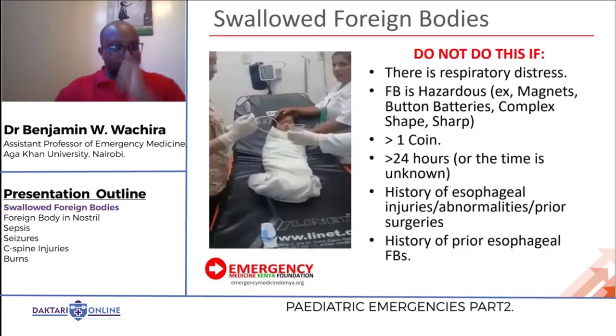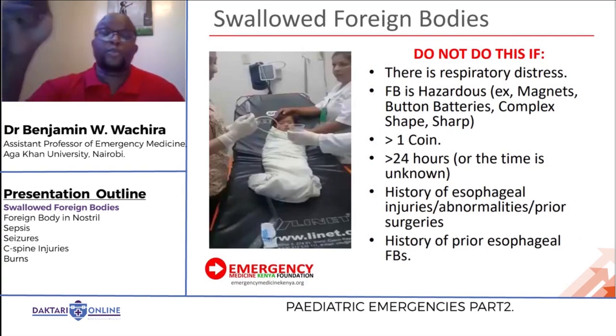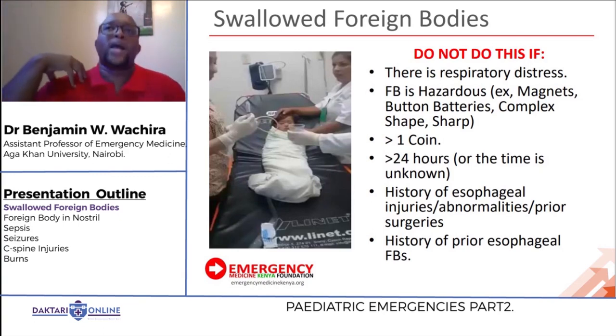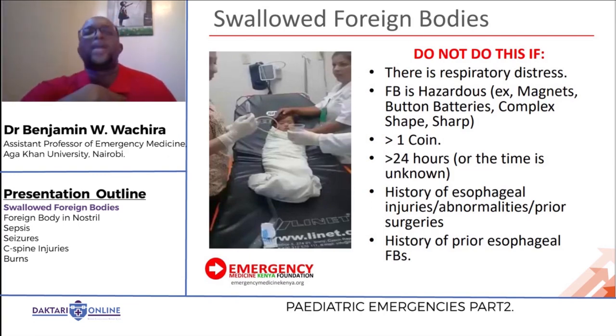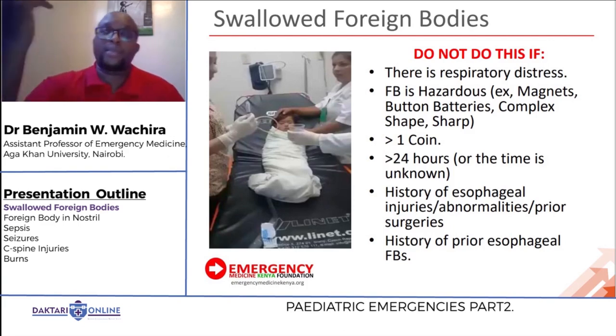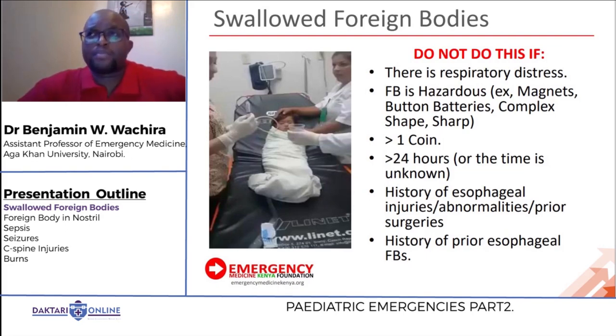All right, so swallowed foreign bodies. I'm going to show you a video about what we call bouginage. Bouginage is a trick you can do in an emergency department to remove a foreign body that a child has swallowed that's still stuck in the throat and potentially needs to come out. It's been there maybe for a couple of hours and it doesn't seem to be moving. They've eaten a few pieces of bread, it's not moving. Then you can consider pulling it out.